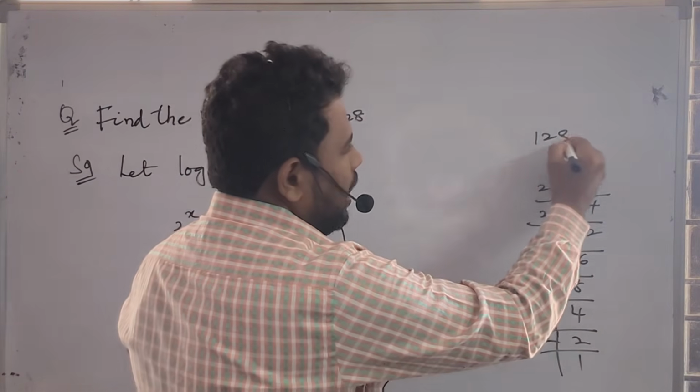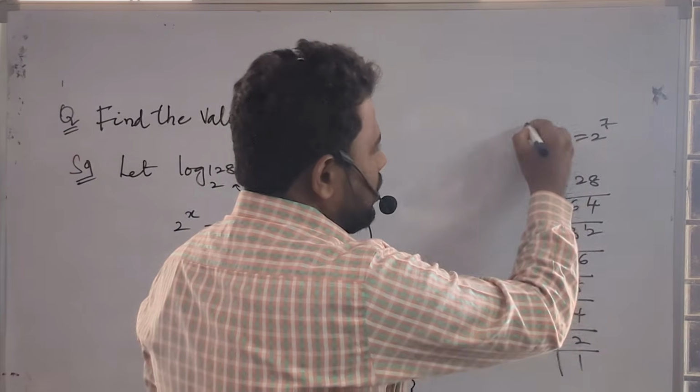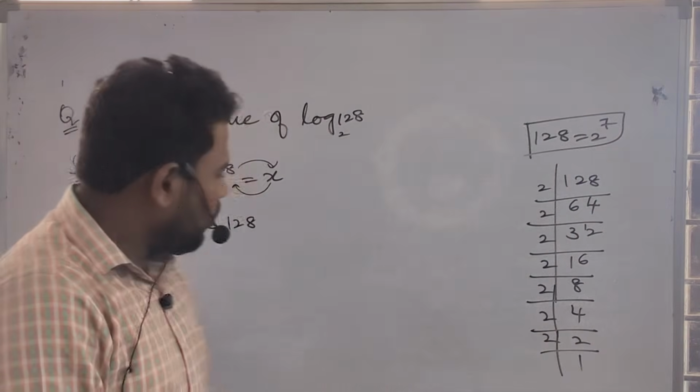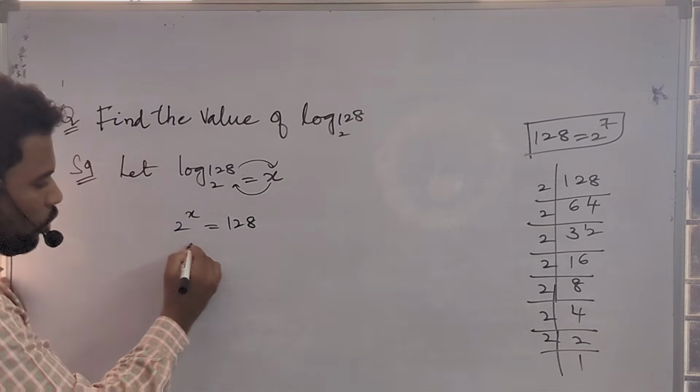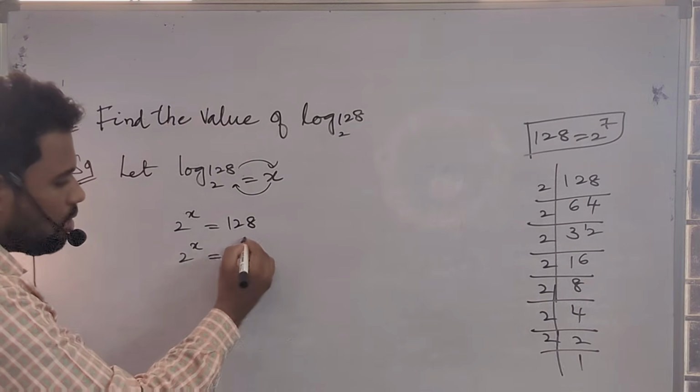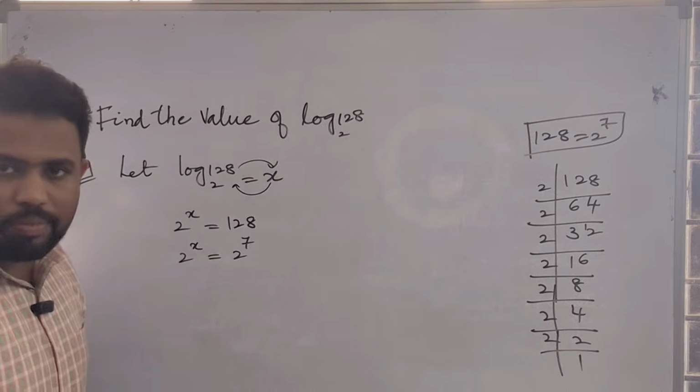So what is the value of 128 here? 2 to the power of 7. So here in place of 128 we can write 2 to the power of 7. So 2 to the power of x equals 128 can be written as 2 to the power of x equals 2 to the power of 7.